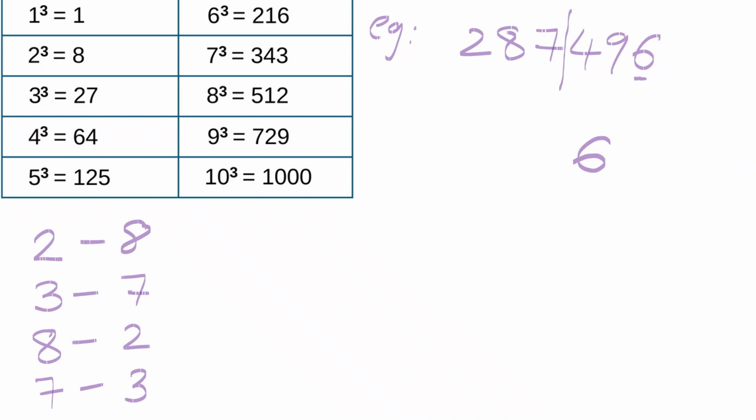Now we have to see between which two cube numbers this 287 is coming. It is coming between 216 and 343, right? Now you will take the cube root of the smaller cube. The smaller cube is 216 and the cube root of 216 is 6. So I will write over here 6. And that's it. This is my answer.